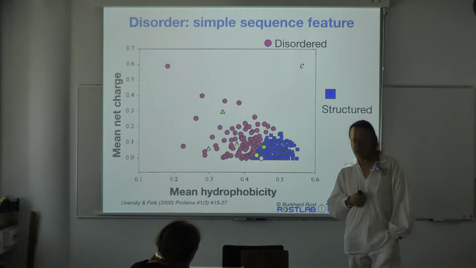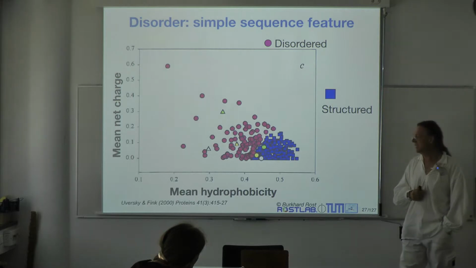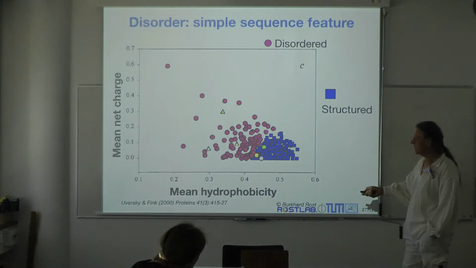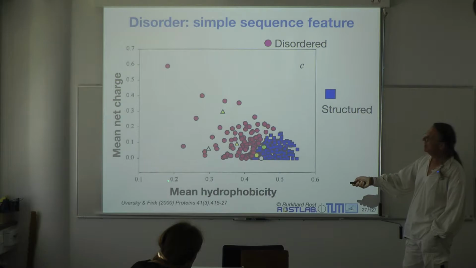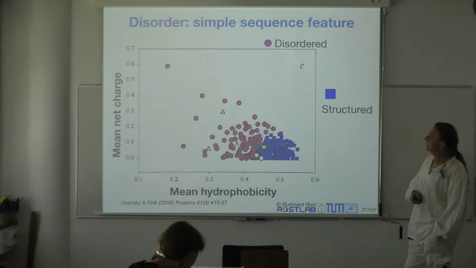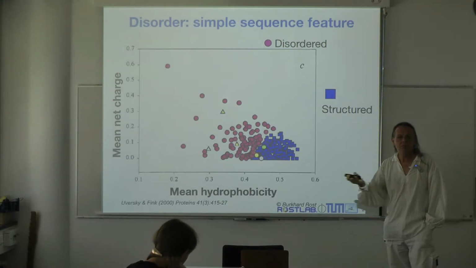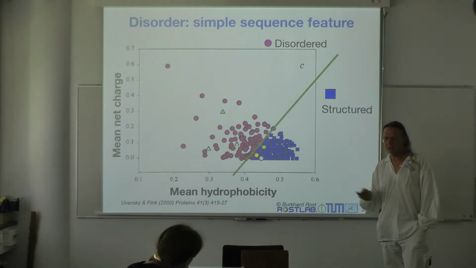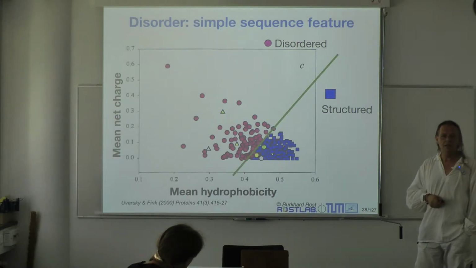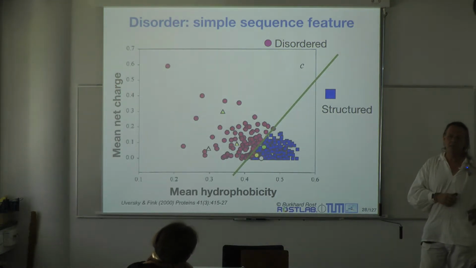Now, the next question that you then will ask is, can we predict it? Can that thing that we have, can we predict that? And one of the prediction methods was this one here. Mean hydrophobicity, mean net charge. The pink ones are disordered, the blue ones are structured, and you all see the very clear line, and boom, voila, you have a method to essentially predict disordered regions. Okay? Any comment?